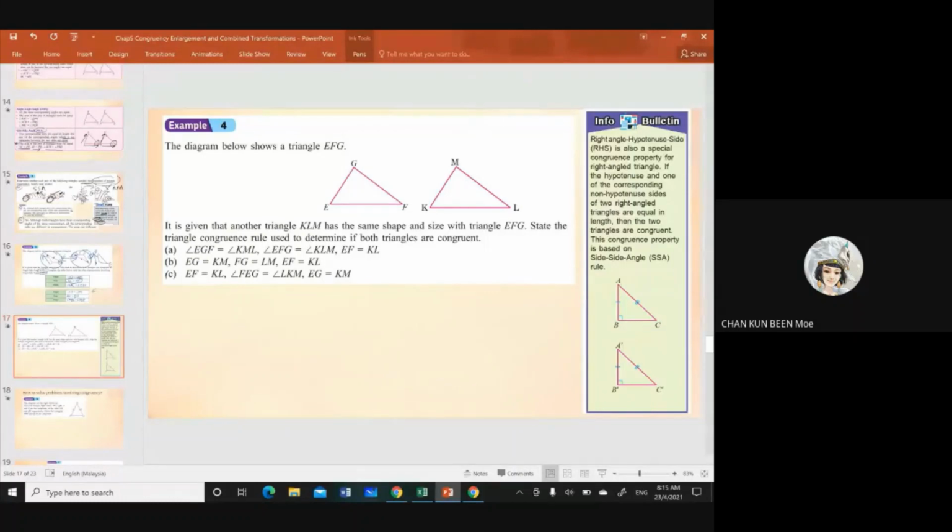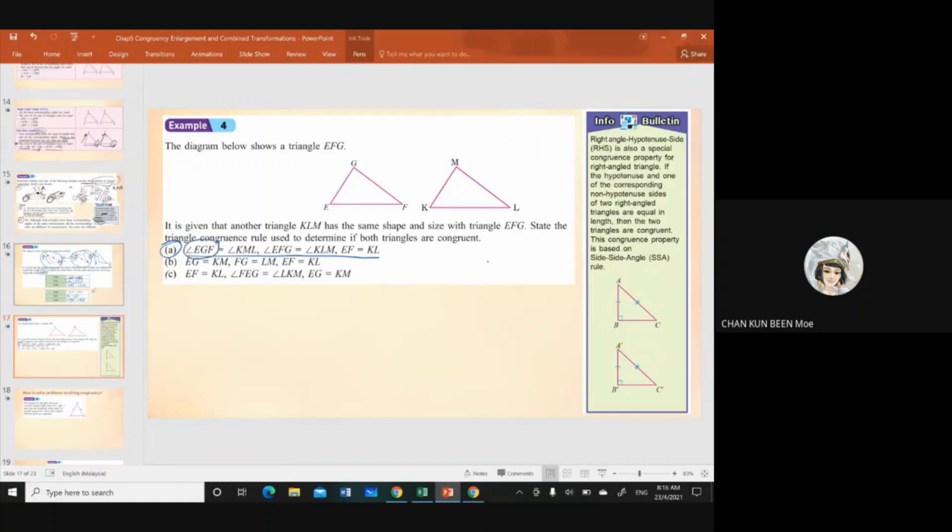Sometimes the given diagram, for example in this question, they won't arrange everything nicely for you. Sometimes they will jump. The last one comes first, and then the second one at the last. So you can't determine directly unless it is the corresponding side that is the same. Unless it is all angles or all sides, then you can say it is AAA or it is SSS. So for the question that we have right now, you have to identify one by one.